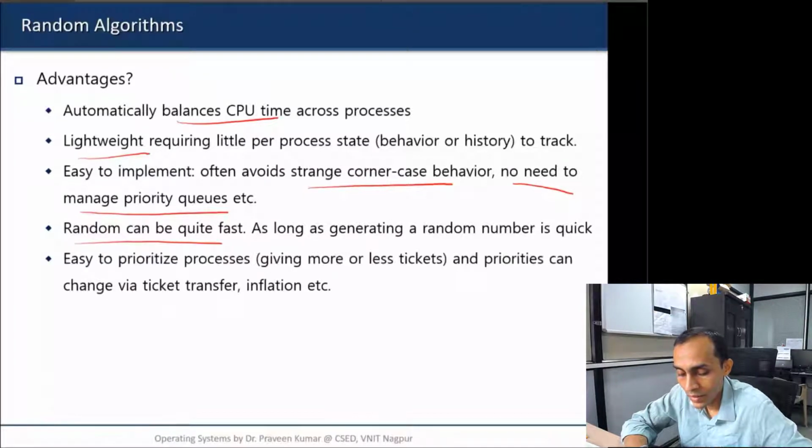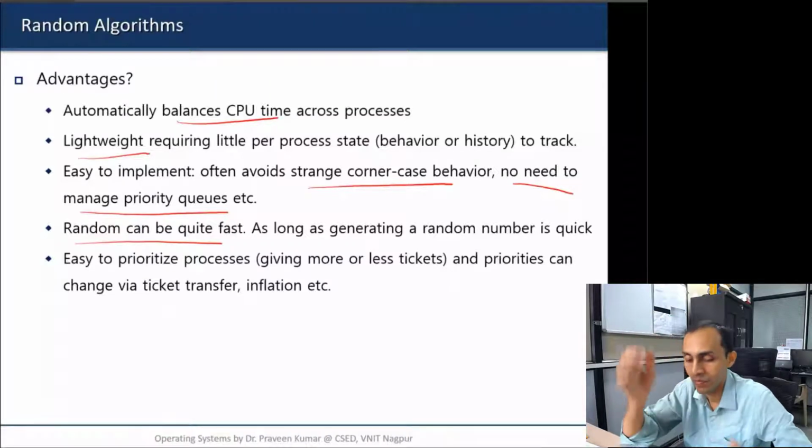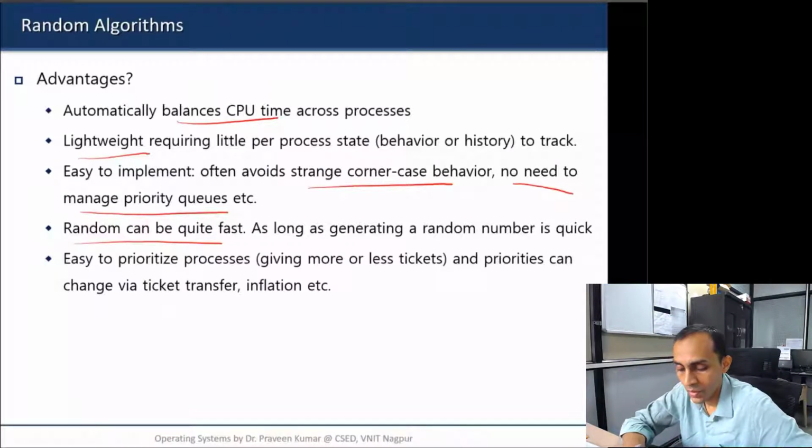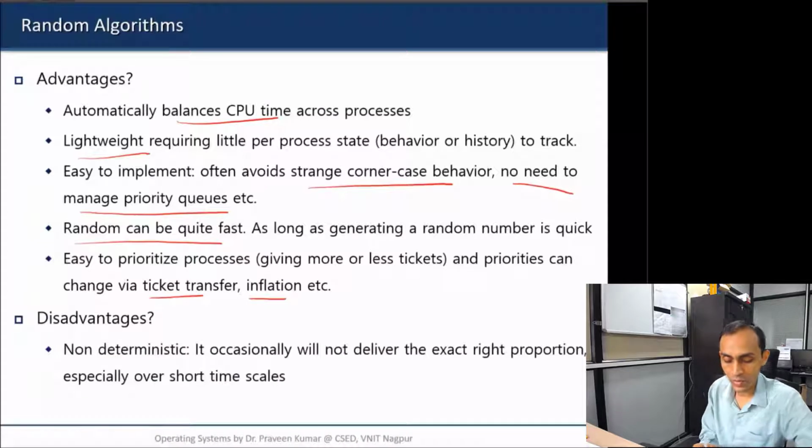Also, there can be many mechanisms built into this kind of ticketing by which you can adjust the priority dynamically and so on. You can give more or fewer tickets. You can do ticket transfer, inflation, etc. For more details, I'm going to skip this. You can study from the book if you're interested in more details.